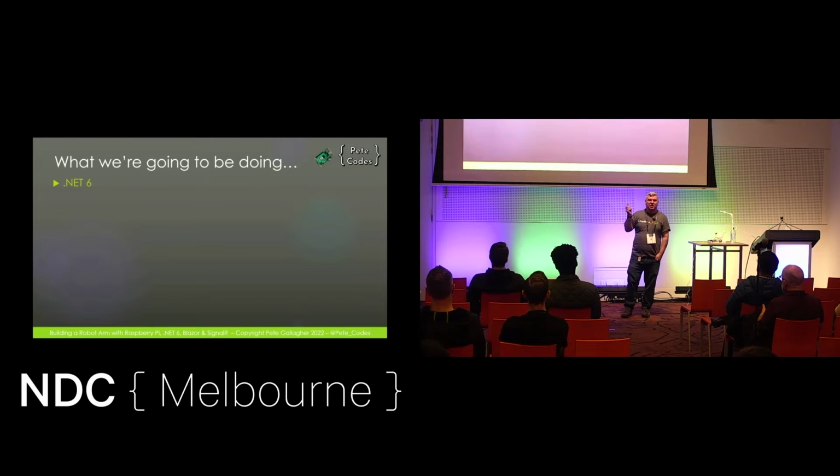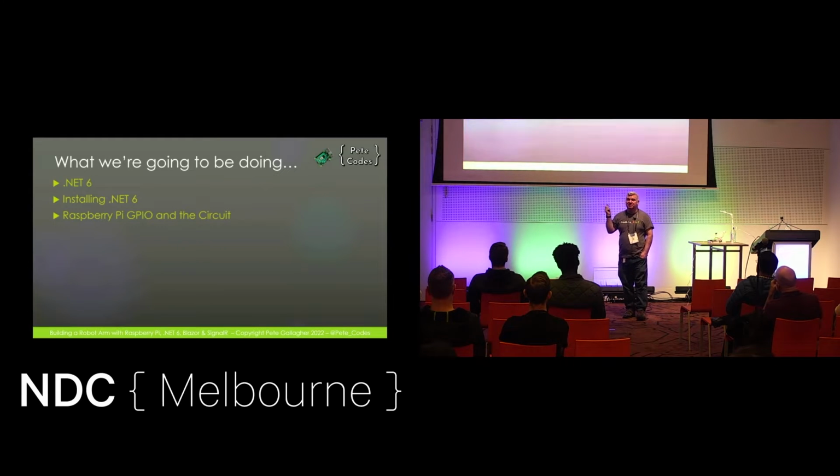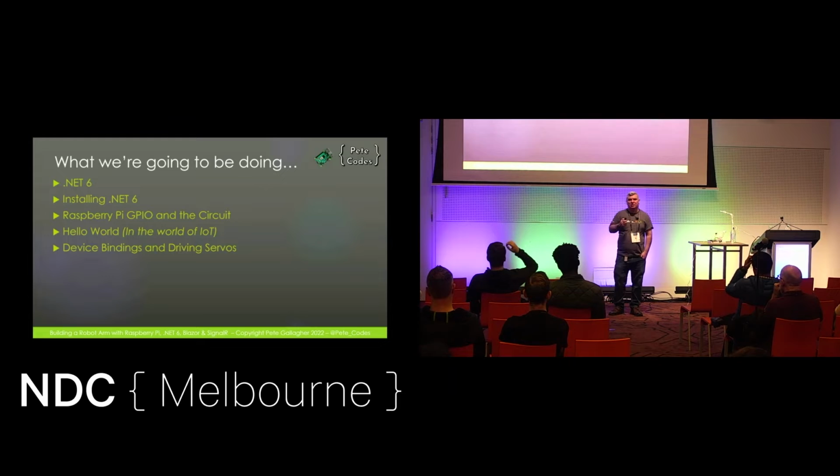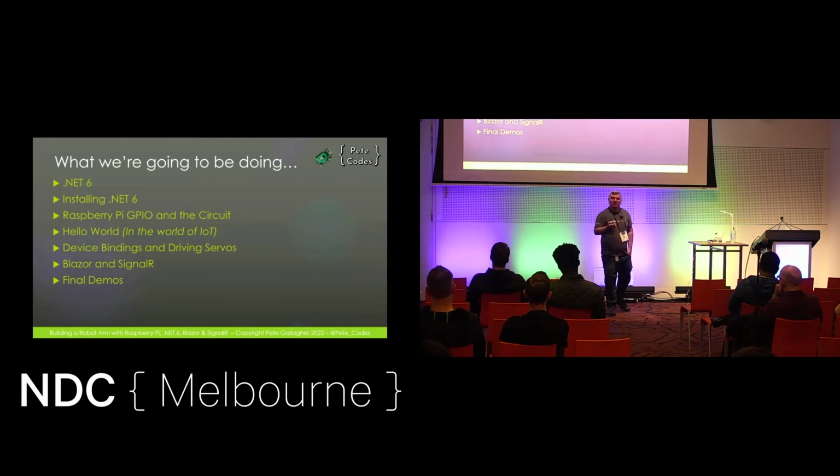So we'll talk a little bit about .NET 6. I mean, we're almost out of date already because it won't be long before .NET 7, but .NET 7 is not quite ready, not baked yet. We'll then talk about how you can get .NET 6 installed on your Raspberry Pi, and then we'll do a little bit about GPIO, general purpose input-output, and then we'll do what is Hello World, but for IoT. And then after that, we'll look at how we can use other people's code to control some of the electronics that we've got on the desk over here. And then we'll look a bit about Blazor and SignalR. And then moving on, we'll do some final demos.